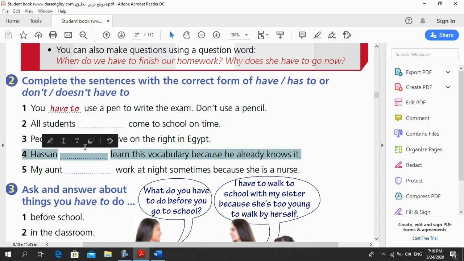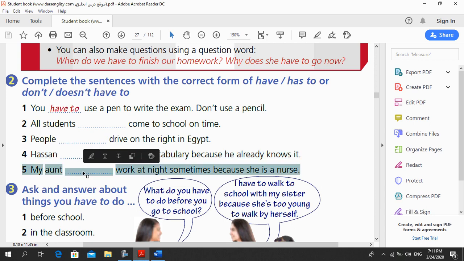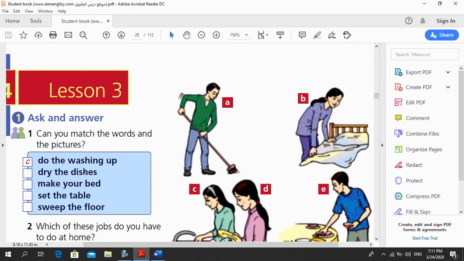Number 4, Hassan learned this vocabulary because he already knows it. So Hassan doesn't have to learn this vocabulary because he already knows it. So he doesn't have to. My aunt has to work at night sometimes because she's a nurse.